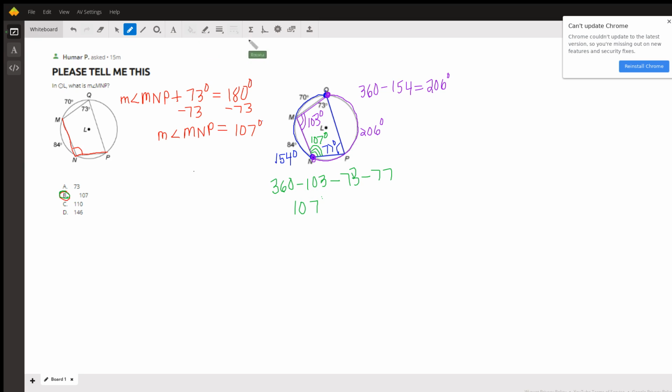However, we learned something here. We learned what inscribed angles are, and those are useful in other circle problems.